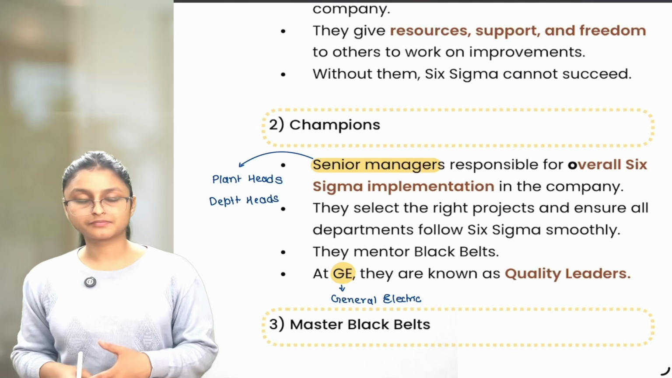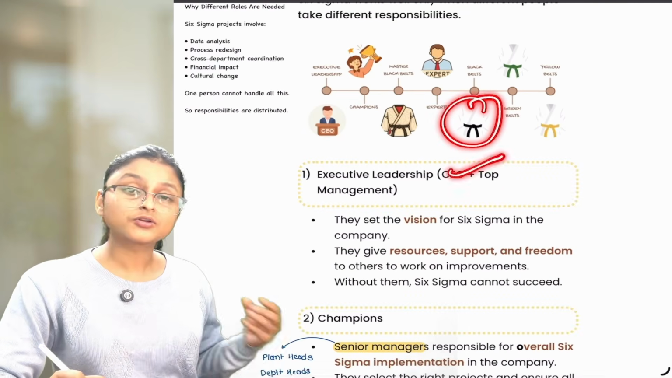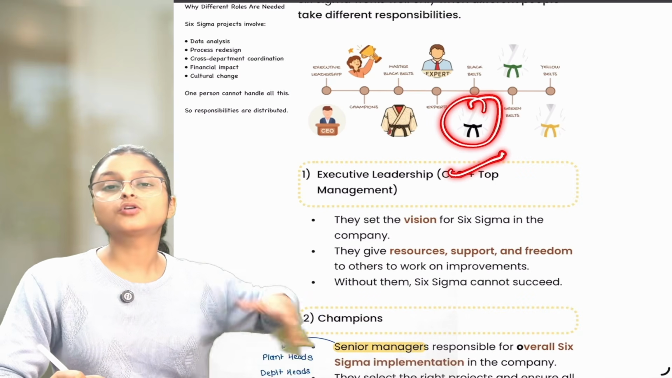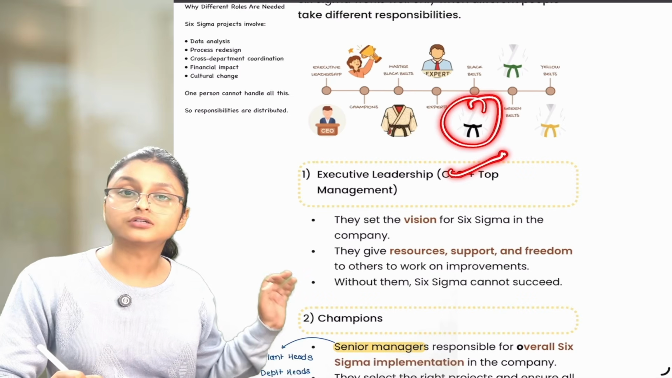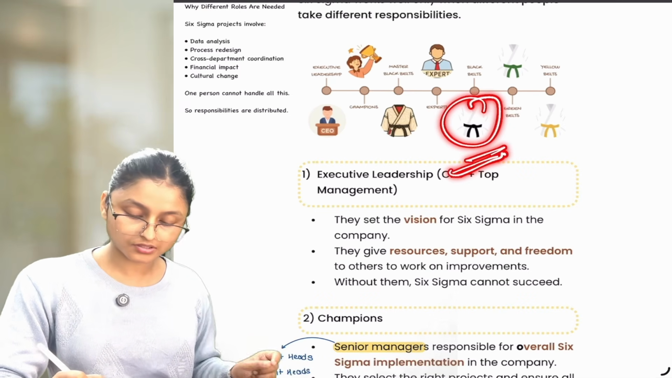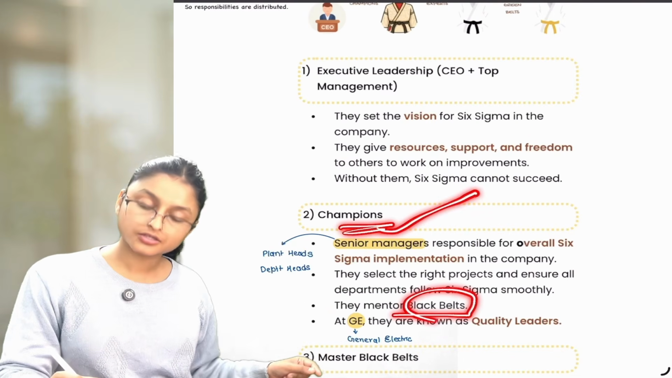They mentor black belts, because black belts are the ones who are going to implement the solution, who are going to actually find out the solution and see what all solutions are working for the problem which we want to solve with the help of Six Sigma. So they are the real workers. So black belts will be mentored by champions.